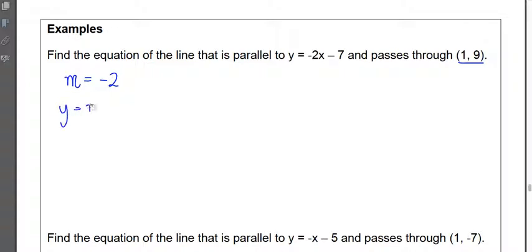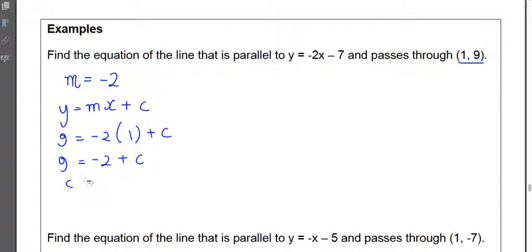Therefore, if I use this rule here, the general form of a linear equation, and I substitute these values, the coordinate of x with the coordinate of y, and the gradient, which we know is -2, we can now solve for C. And finally, write your equation. And that is my final answer.